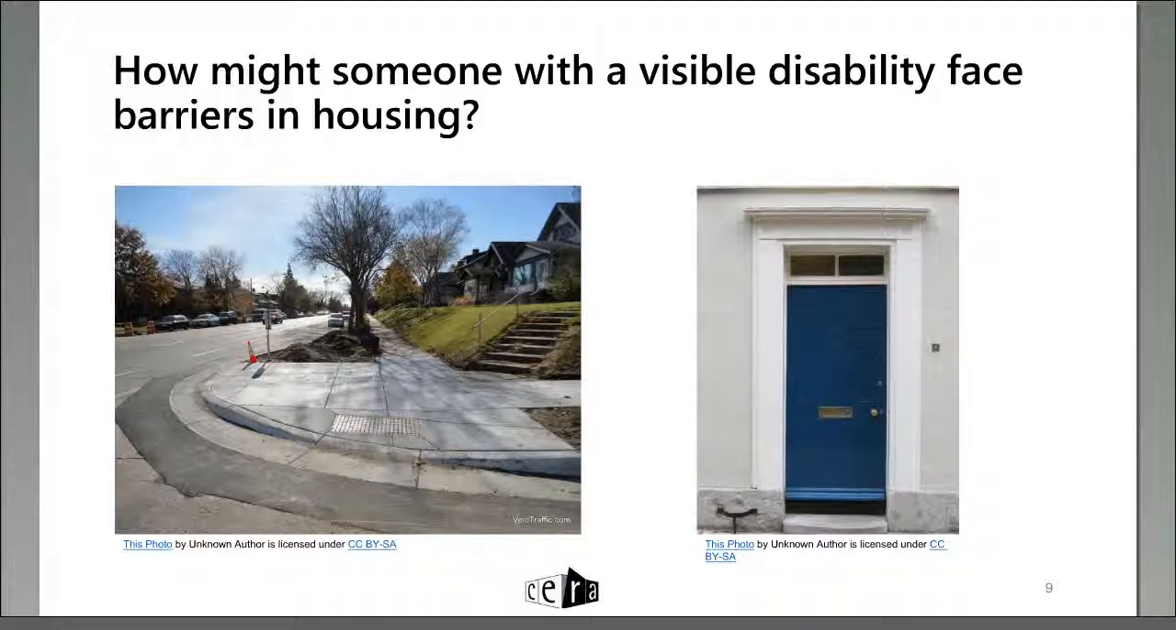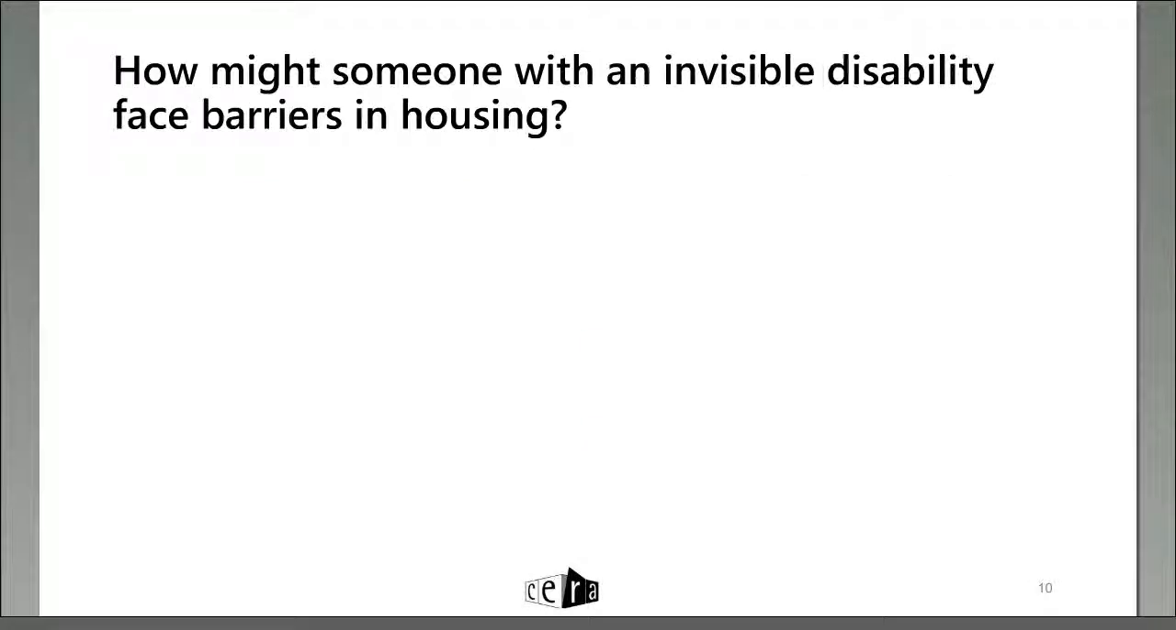So our next question is, how might someone with a visible disability face barriers in the housing context? An example of a physical barrier is a curb outside the entrance of a building. This curb may prevent renters who use scooters or wheelchairs from entering the building safely. Heavy doors to enter and exit the building are another example. Renters who use mobility devices or have disabilities affecting their muscle strength may require an automatic door opener to safely enter and exit the building.